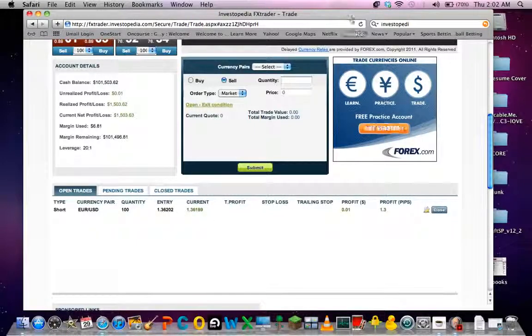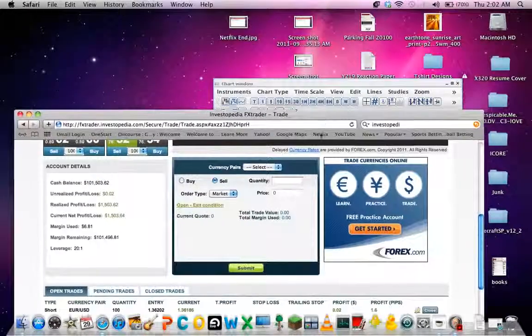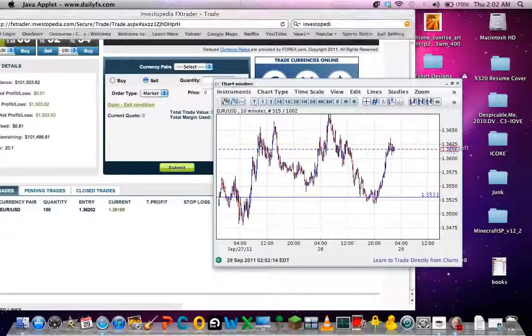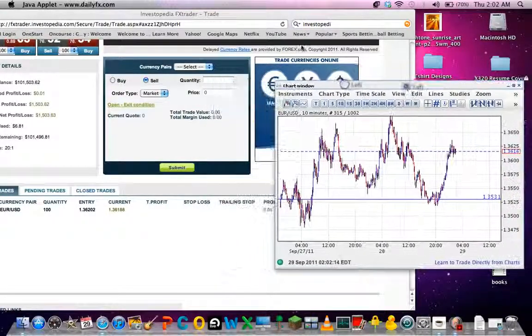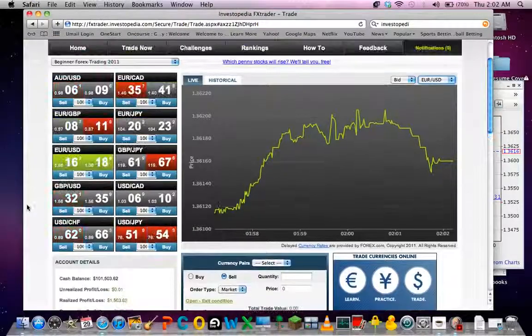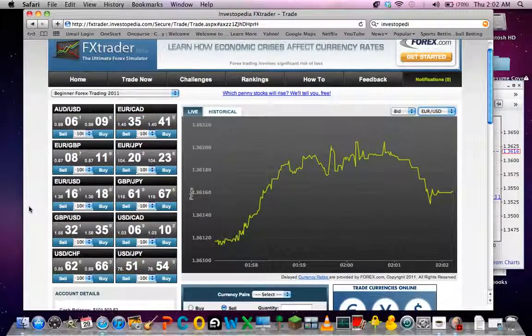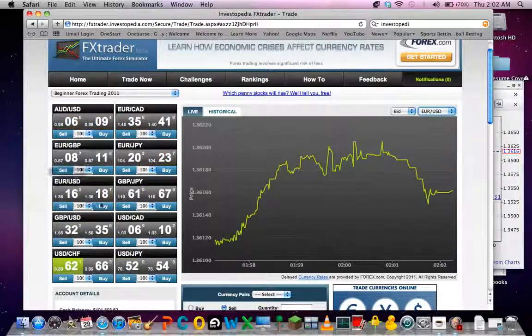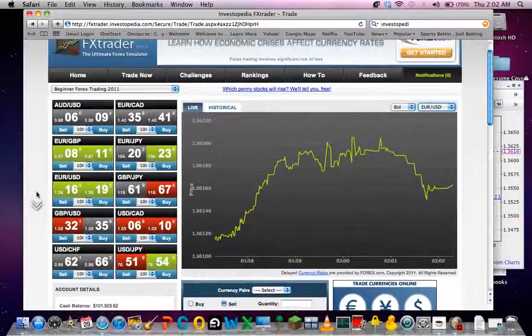So obviously from that point when I've done that to now, it's only gone down about 1.6 pips. So I haven't really made too much of a profit yet, but hopefully if the trend continues, you could make a profit on that. So let's go up here again and talk a little more about the currency pairs over here and what this all means.